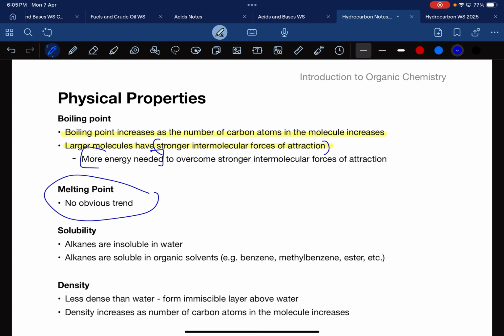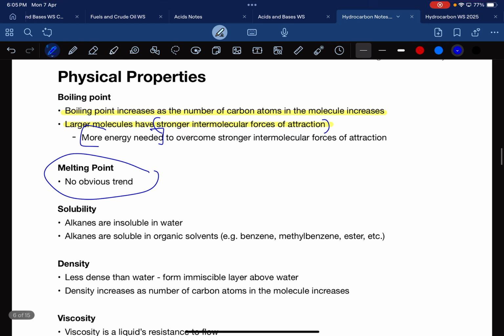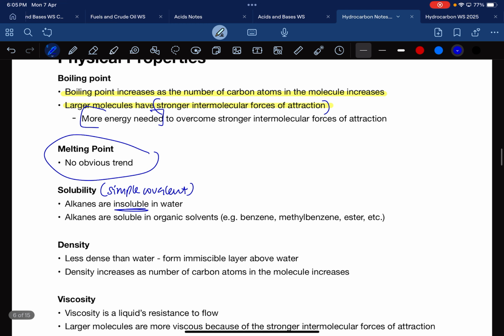Melting point, there isn't a really obvious trend, which is why we didn't put it into the table. It kind of goes in a zigzag fashion, so we won't worry too much about this. Okay, solubility, because they are all simple covalent, these don't dissolve. Insoluble.